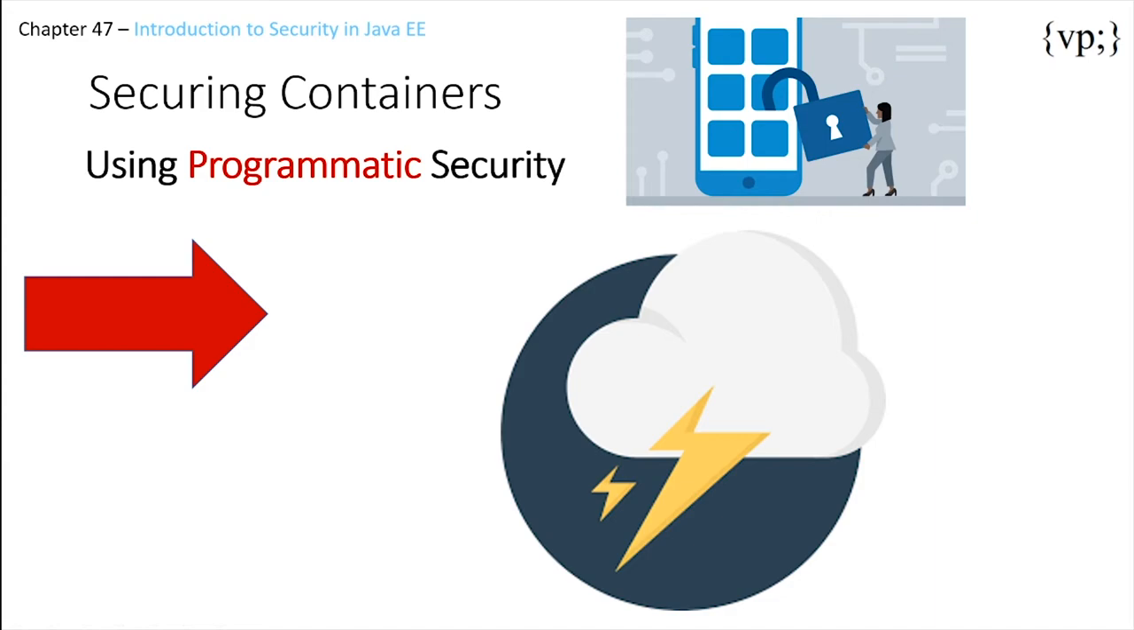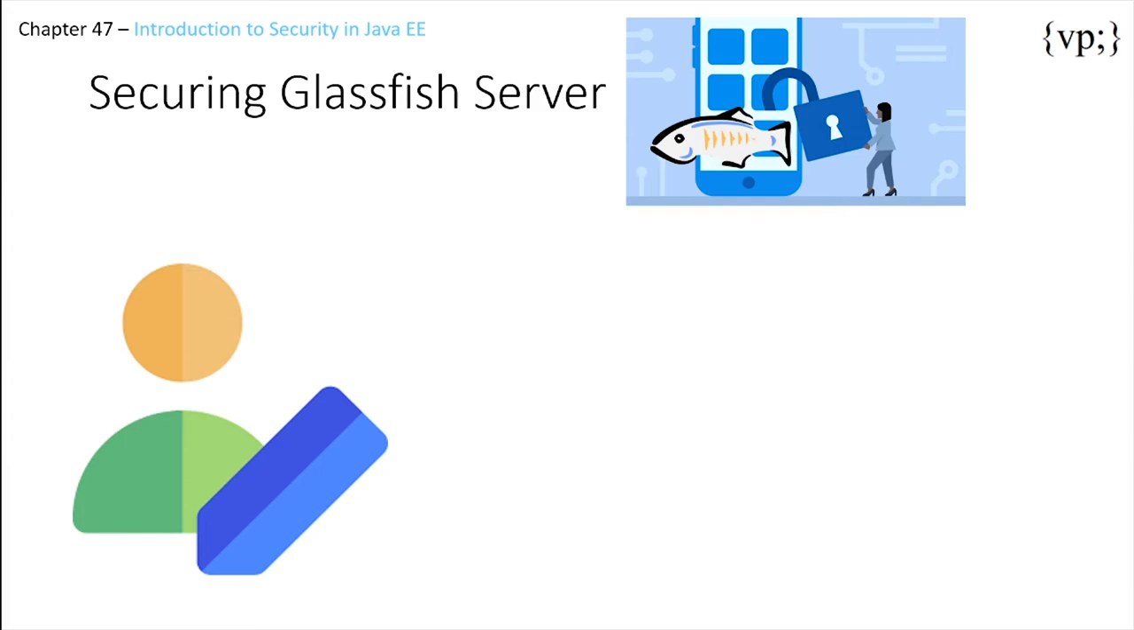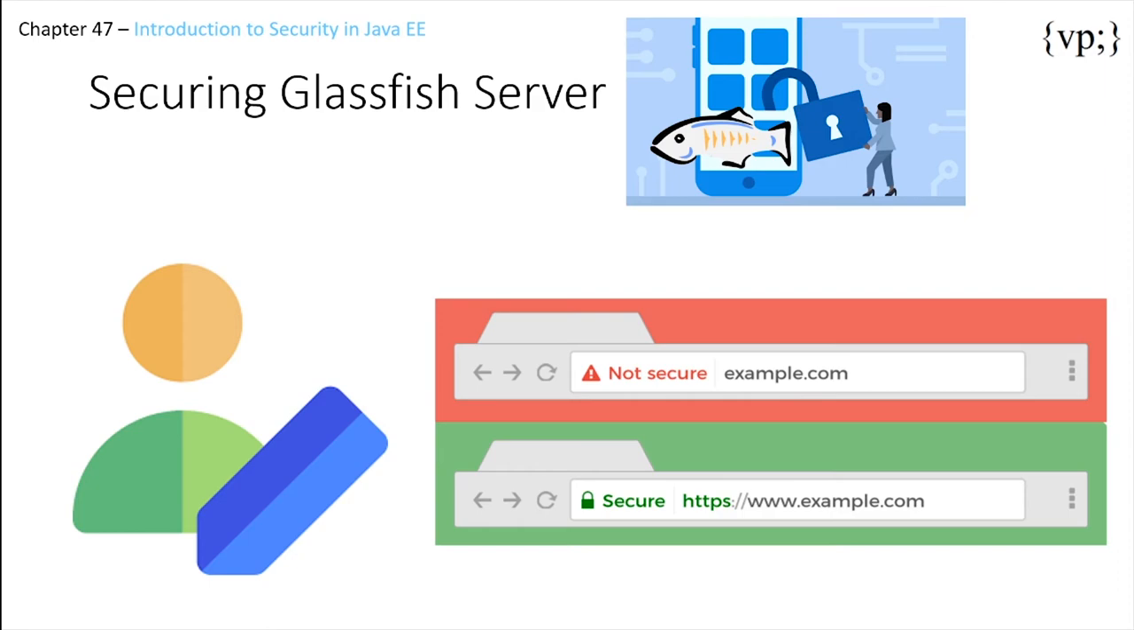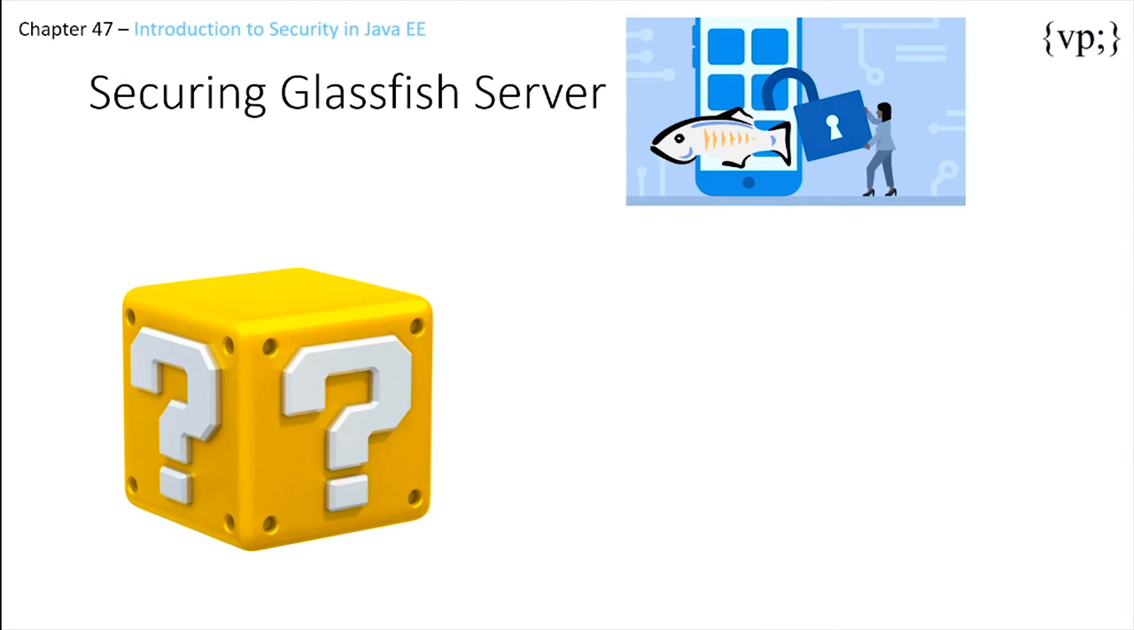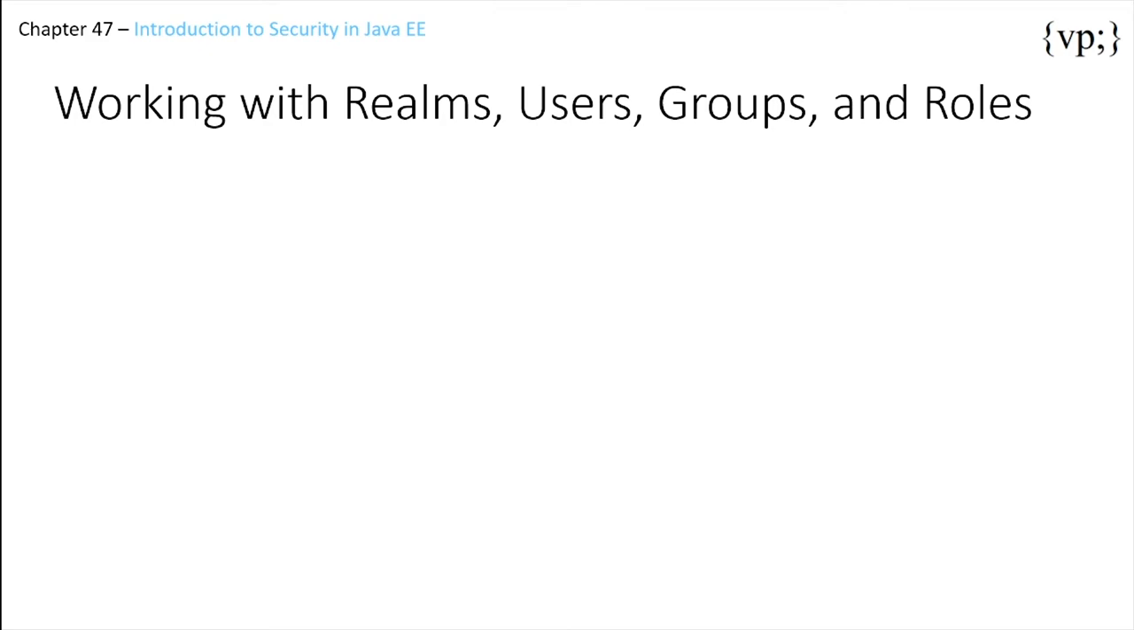Next, let's secure our GlassFish server. GlassFish server has its own ways of security, like adding, deleting, or modifying authorized users, configuring secure HTTP and Internet Inter-ORB Protocol, IIOP, listeners, adding, deleting, or modifying existing or custom realms, and setting and changing policy permissions for an application, and more. Now let's move on to working with realms, users, groups, and roles.